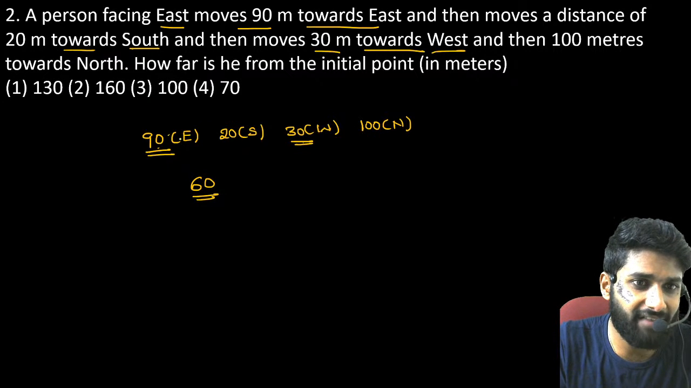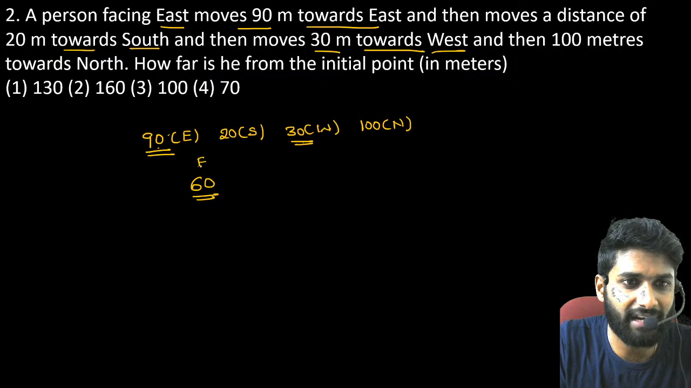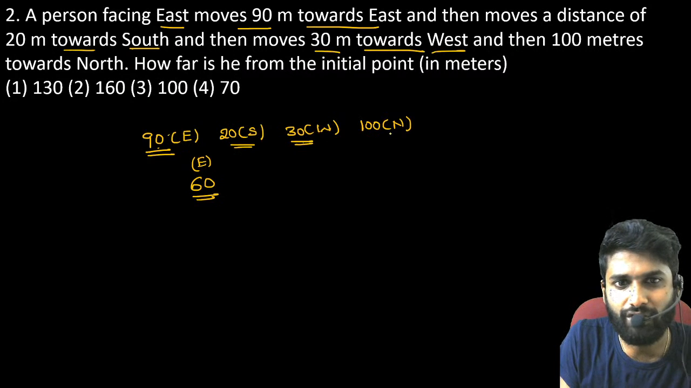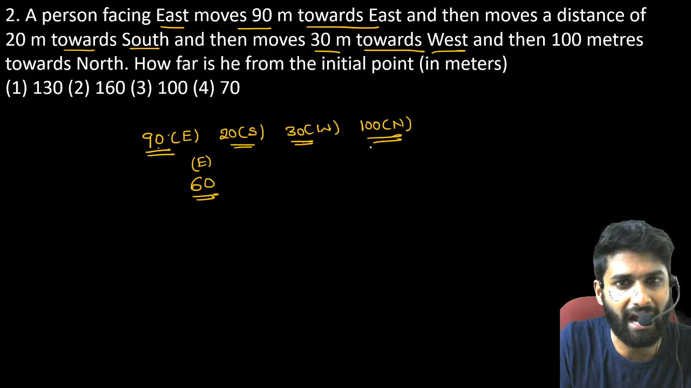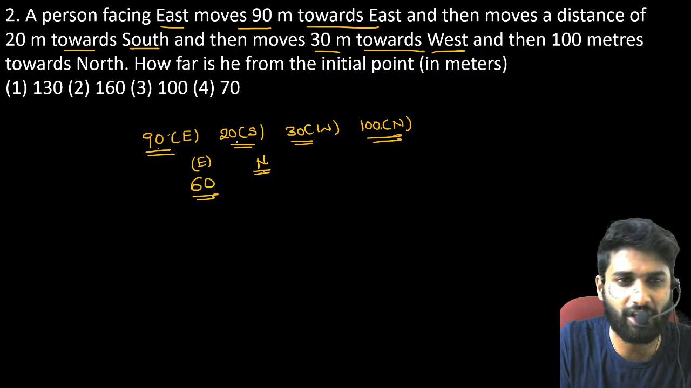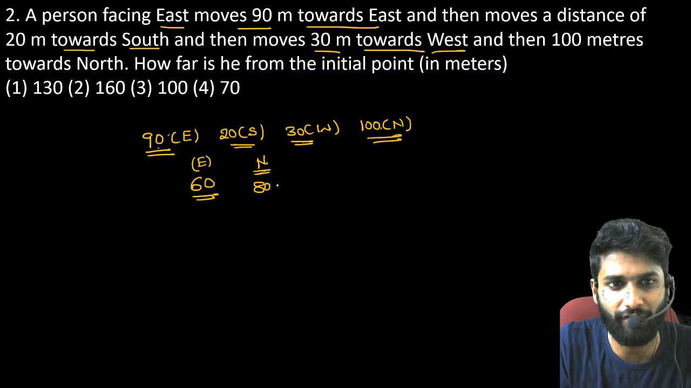Whatever the extra value, east is the higher value, so you can consider 60 east to be the final answer. Again, 20 south, 100 north. Definitely north is the highest value, and if it is north and south, you can subtract it. The value is 80.